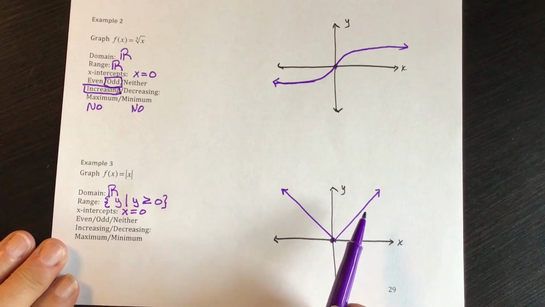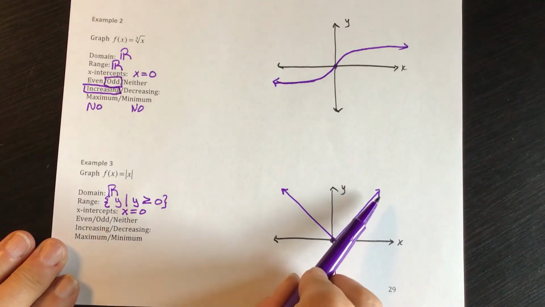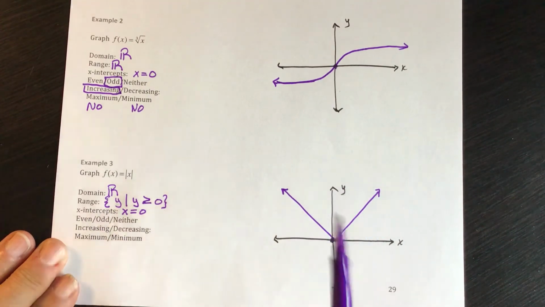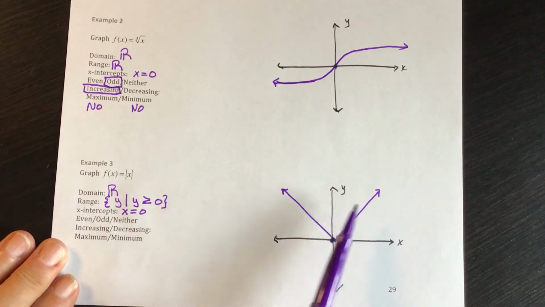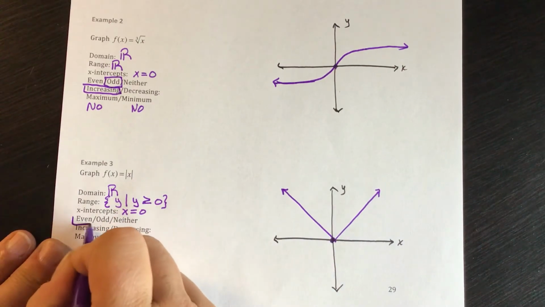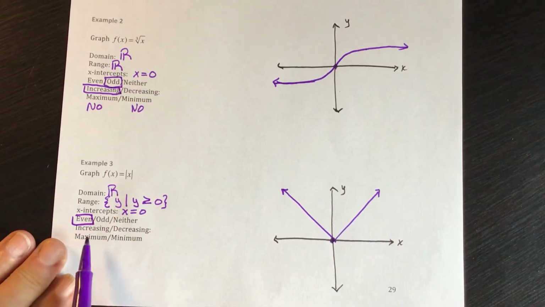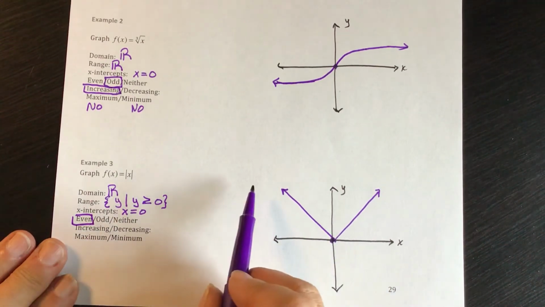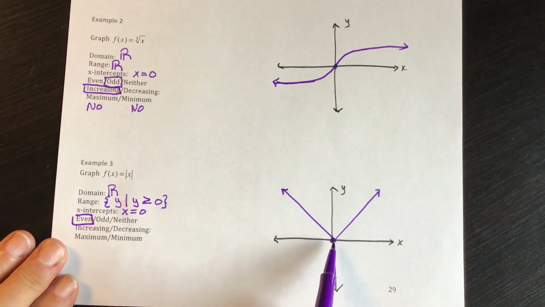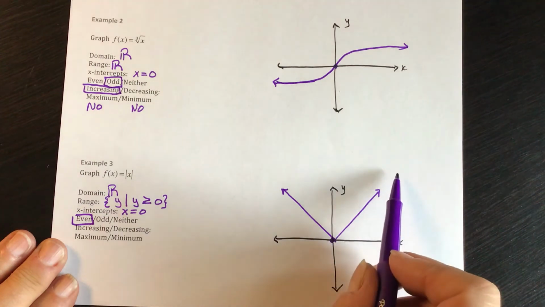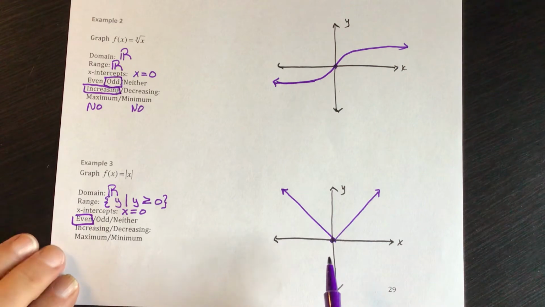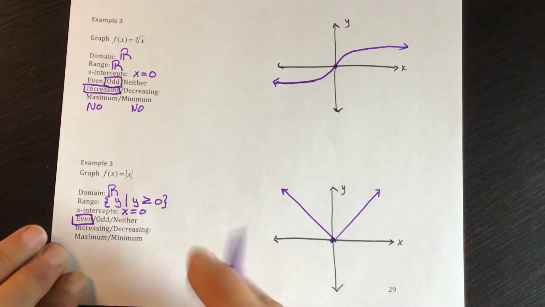This one, looking for symmetry for even, if I flip this over the y-axis, I see some symmetry over the y-axis here, so this is an even function. Now this one, if I read this from left to right, this is going down, and then it hits the origin, and then it starts to go up. So this graph actually has some parts that are increasing and some parts that are decreasing.